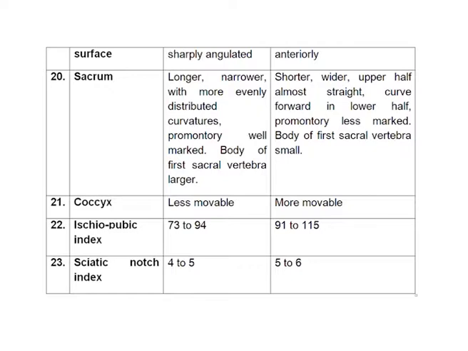If you see the ischiopubic index, that is the most important parameter when we talk about the metric measurements. In case of males, the range of the ischiopubic index is 73 to 94 and in case of females the range is 91 to 115. The ischiopubic index is the length of pubis divided by length of ischium into 100. The sciatic notch index is 4 to 5 in case of male pelvis, whereas in case of females, it will be 5 to 6.